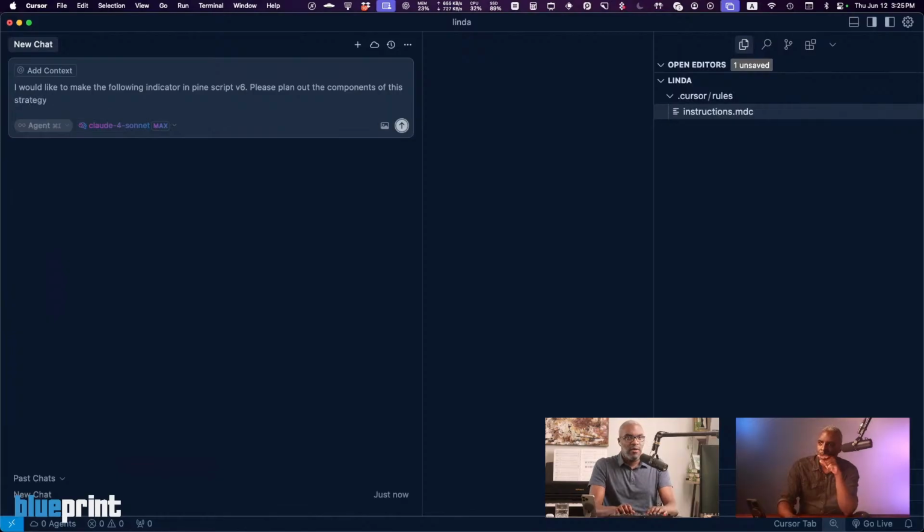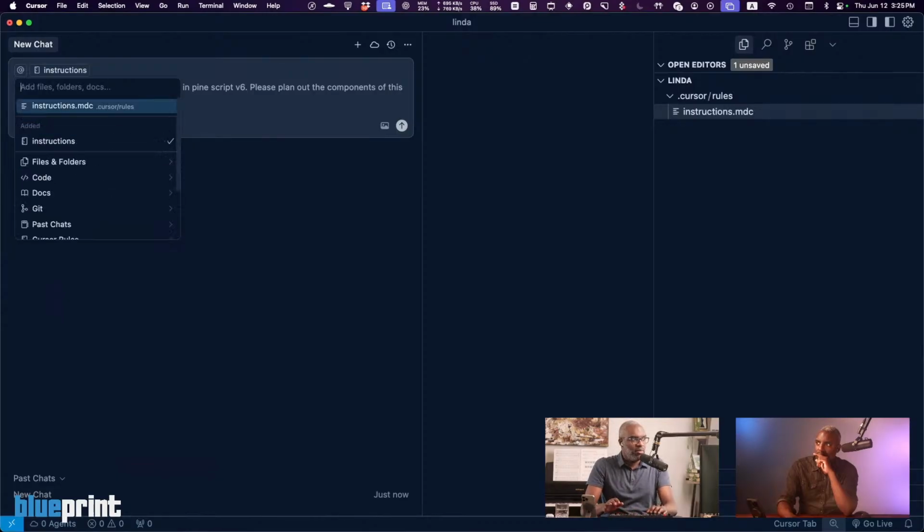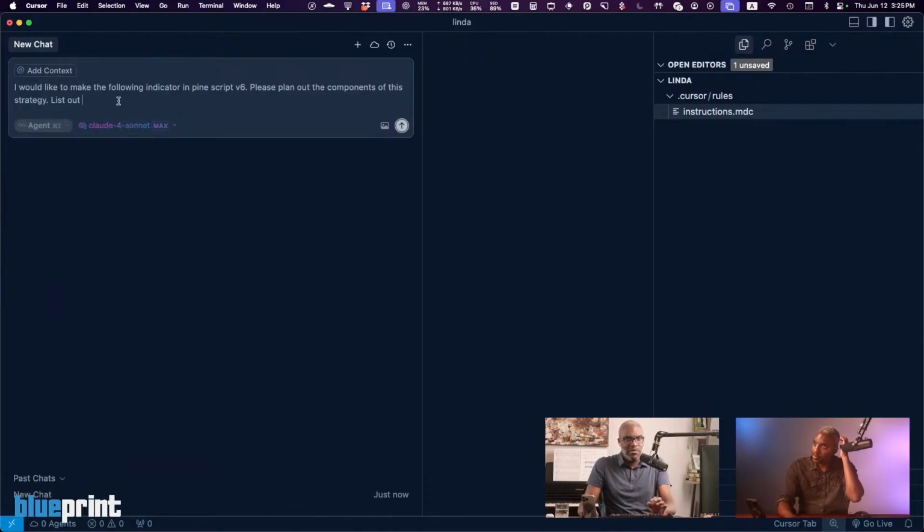Does it matter that your instructions are not included in the context? My instructions will be included within the context automatically. If you're worried about it, you can always mention it here, but the documentation says that you don't have to do this. Okay, so I actually haven't been doing that. Good to know. Please plan out the components of the strategy.